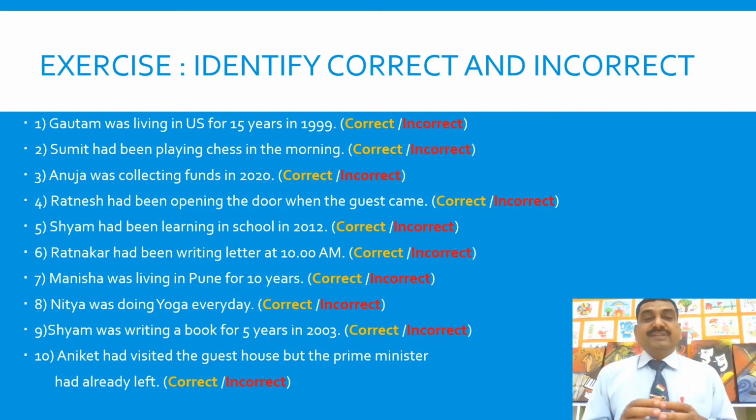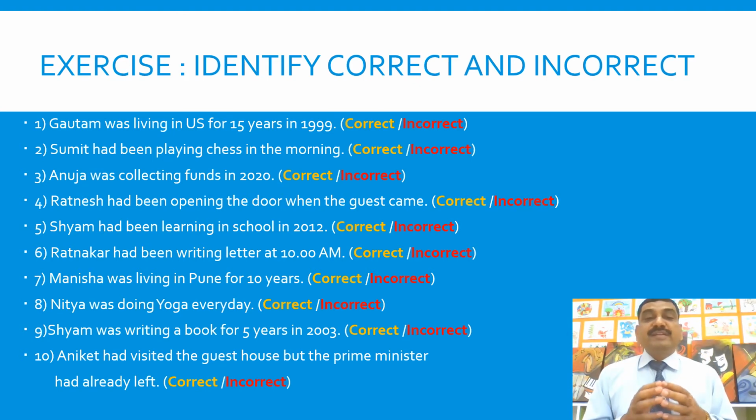Second sentence, Sumit had been playing chess in the morning. For morning, half an hour or two he played. So short span of time. So it should be Sumit was playing chess in the morning. Anuja was collecting funds in 2020. If she was collecting funds for the whole year, then it should be had been collecting because the action was continued for the whole year.